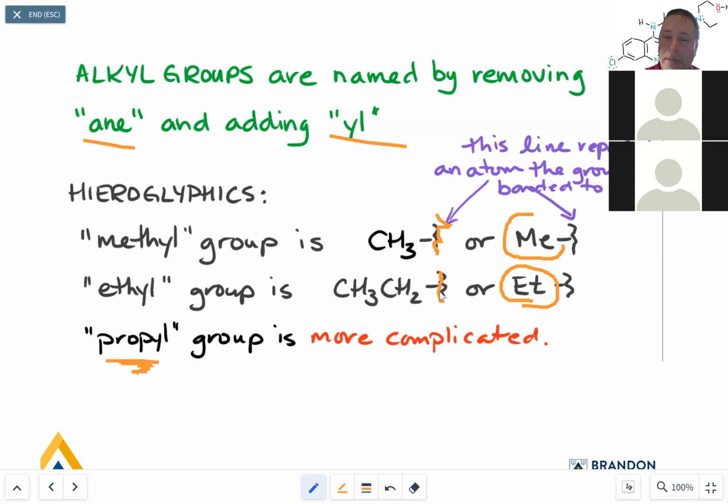So ethanol, or ethyl alcohol, same as ethanol, would just be CH3CH2OH. Now with propyl, it becomes a little bit more interesting because remember, propane has 3 carbons, and there are different places where you can remove this proton from to make an alkyl group. You could remove a proton from the end or from the middle, and they're going to give you different isomers. So that's what we'll do next.